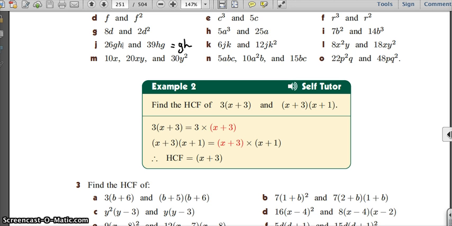Oh, 13s, yeah, 13 could go into it. Yeah, absolutely. 13s could go into it, Jake. 13 times 3 is 39. 13 times 2 is 26.